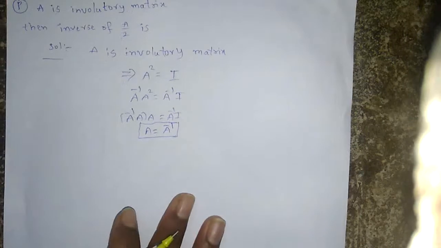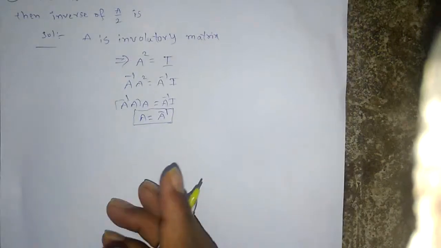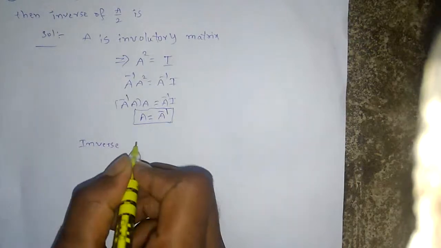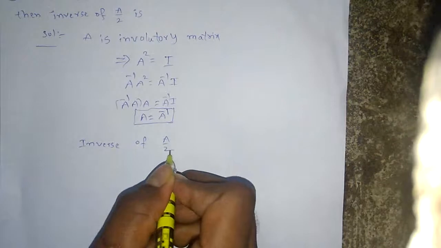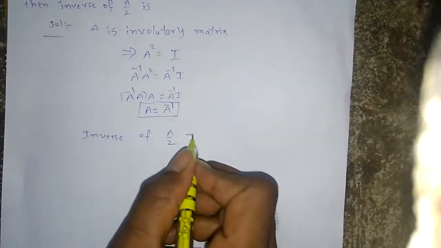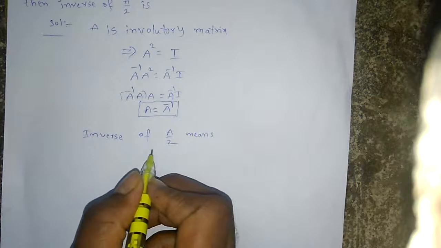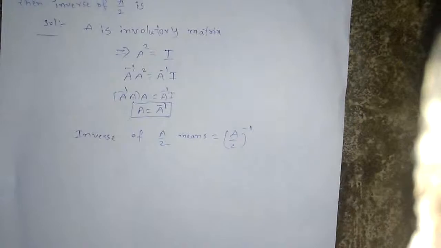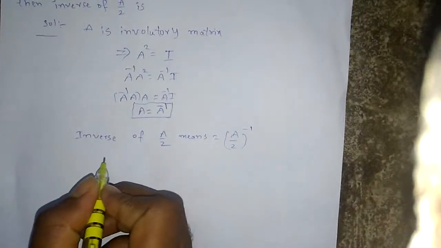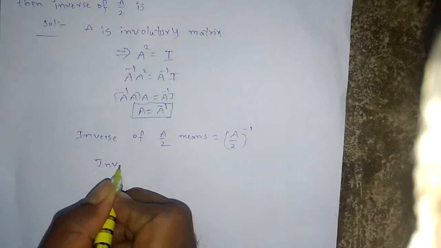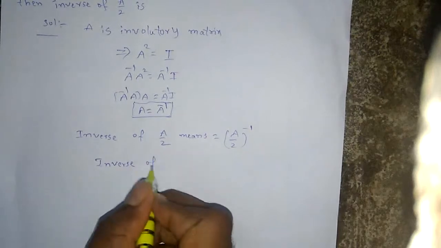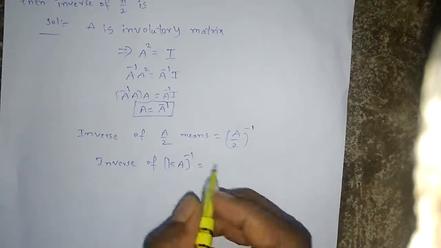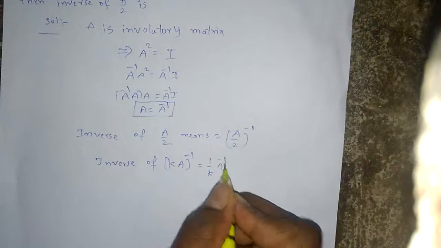Okay. Next we need to find the inverse of A by 2. Inverse of A by 2 means A by 2 whole inverse. So what is the inverse of K into A? The inverse of K into A, what will be K in whole inverse? 1 by K into A inverse.